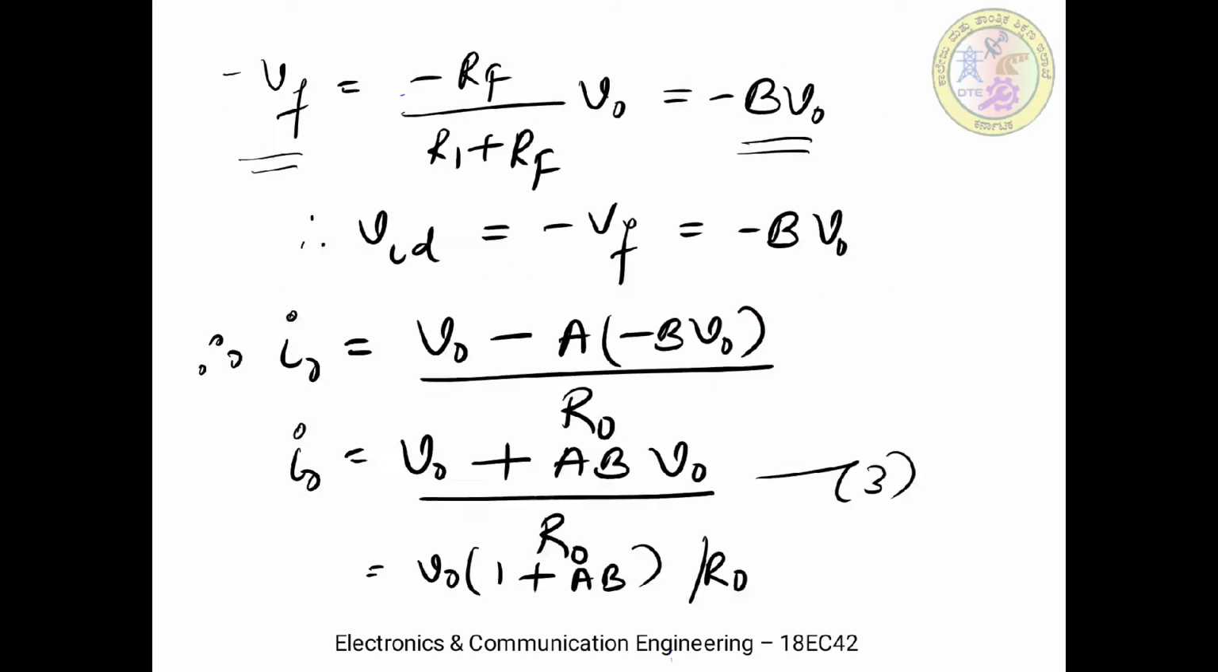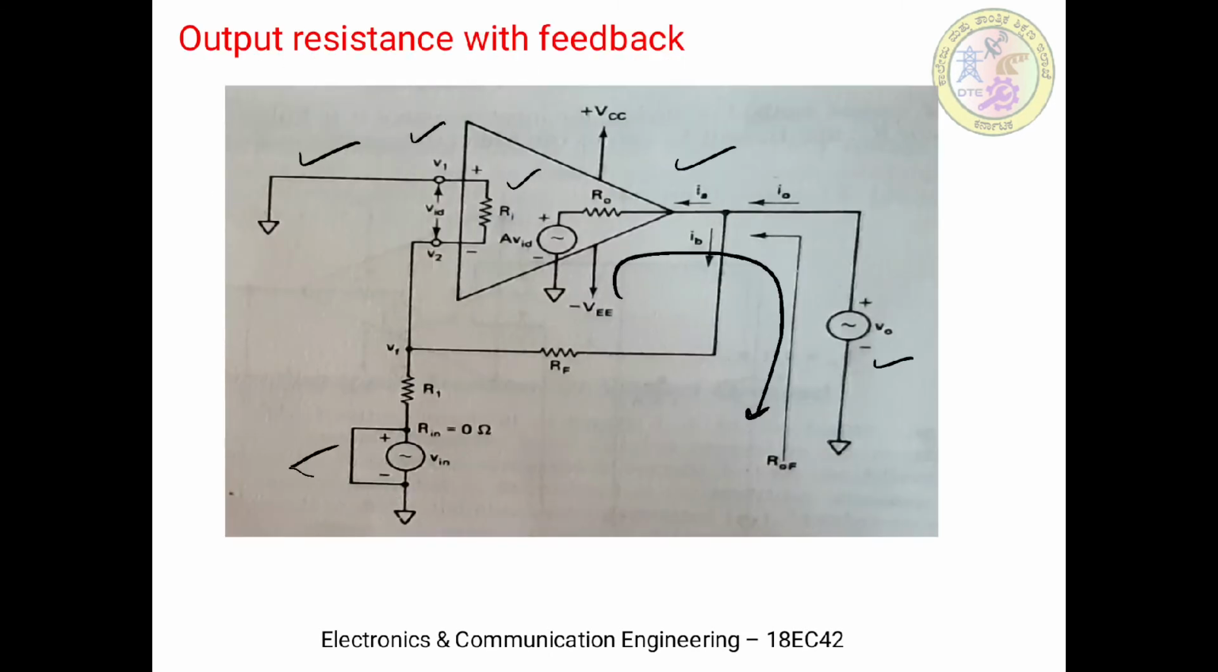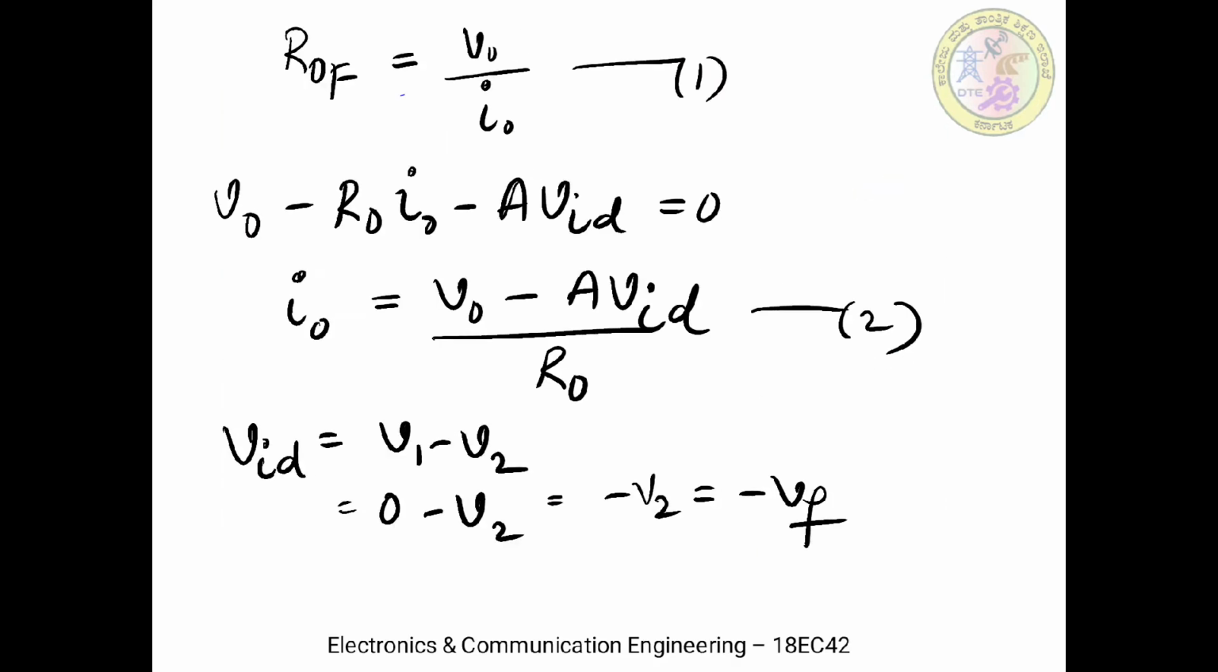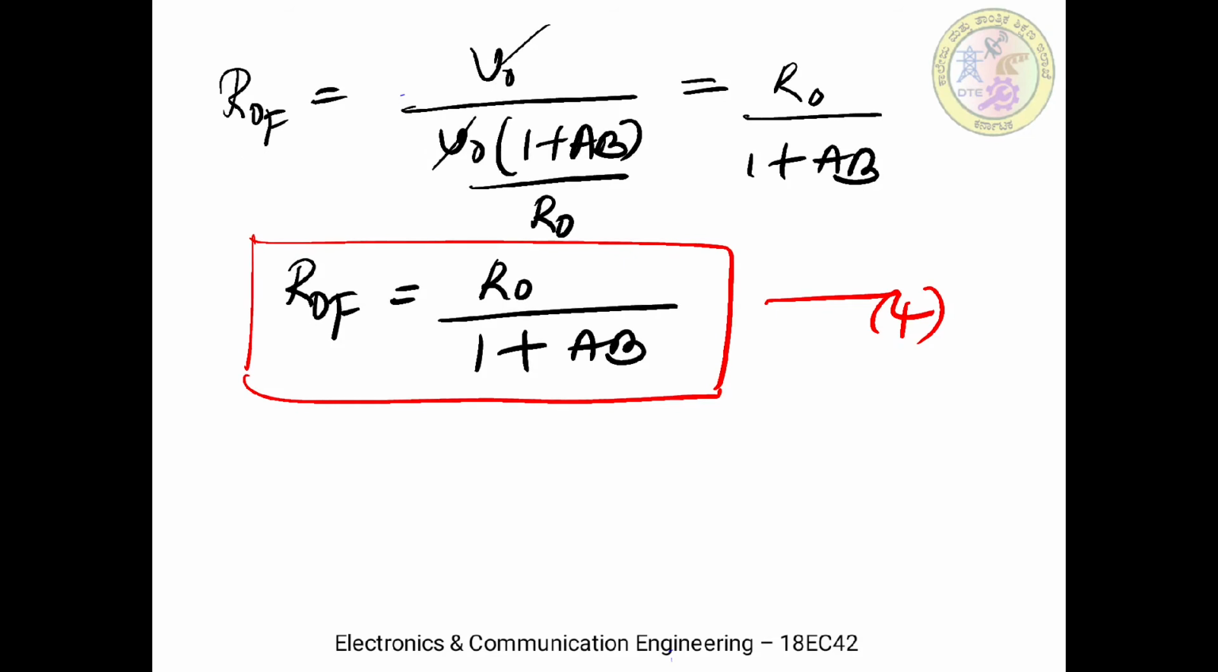So how to establish this relation? We first consider that Vin is set equal to 0 and we connect an external voltage V0 at the output. Then we write the KVL in the output loop, and from that KVL we get the expression for I0. We write equivalent expressions for VID, and by substituting that in equation 1, we find that ROF is equal to R0 by 1 plus AB. So the output resistance in case of feedback is reduced by a factor 1 plus AB.